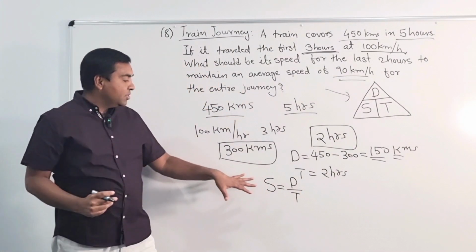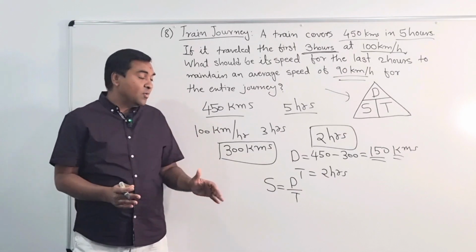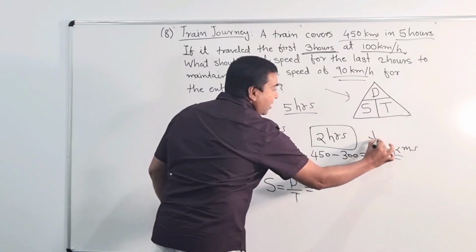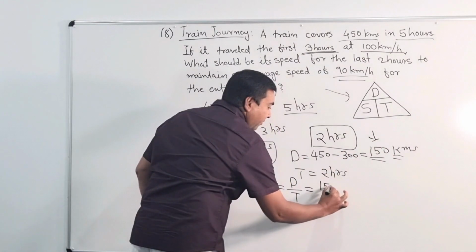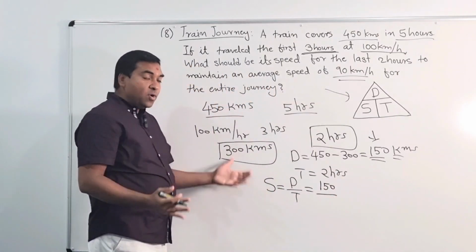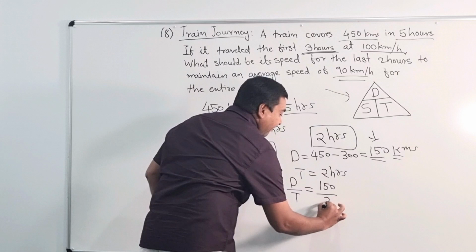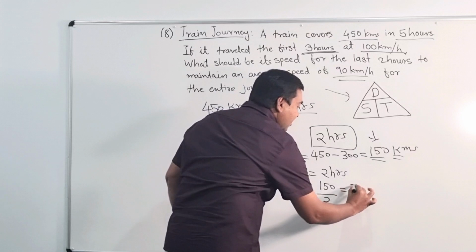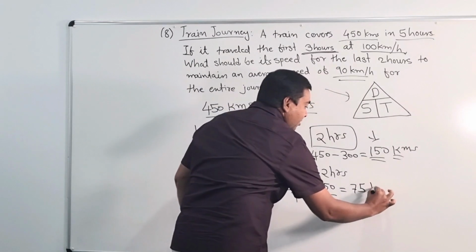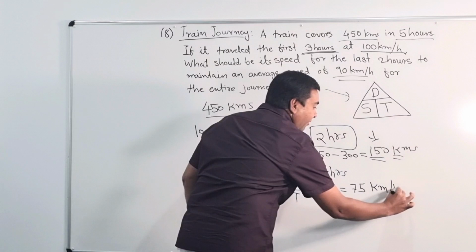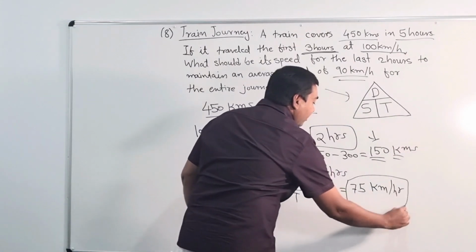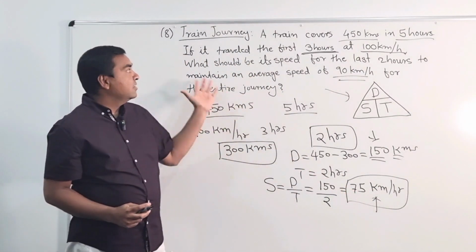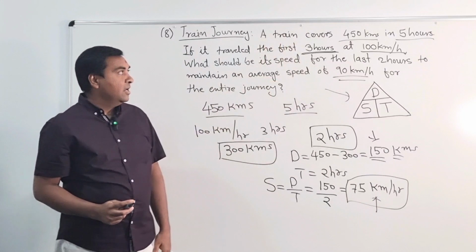Don't forget, guys, I'm just finding out the speed for the last 2 hours. So what is the distance that needs to be traveled in the last 2 hours? That is 150 kilometers. I can put it down here. And what is the time we have to travel that distance? We have 2 hours. So 150 over 2. If you work it out, guys, I think that's quite simple. That's going to be 75. So 75 kilometers per hour. So the train needs to travel at this speed, 75 kilometers per hour, in the last 2 hours, and it can finish the entire journey in 5 hours.